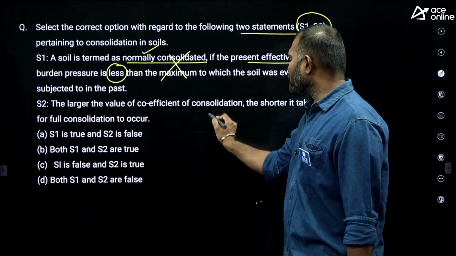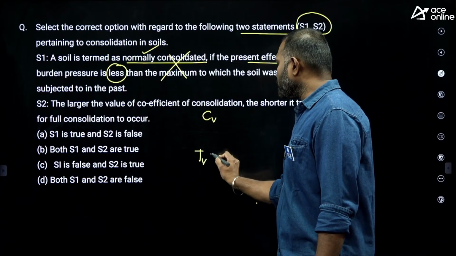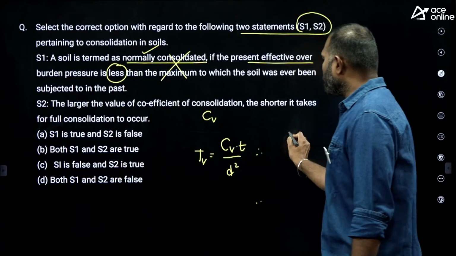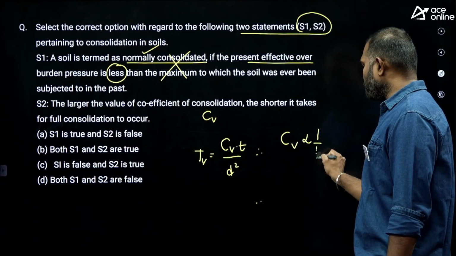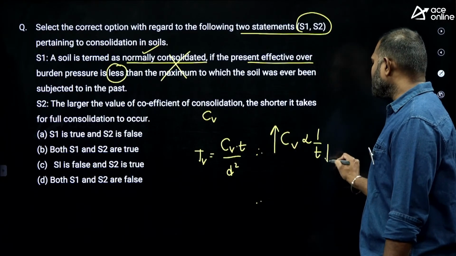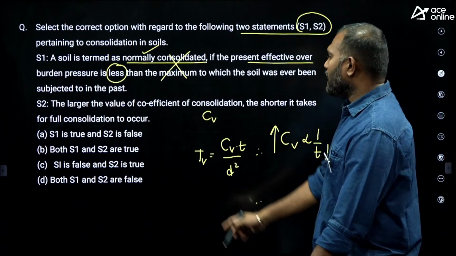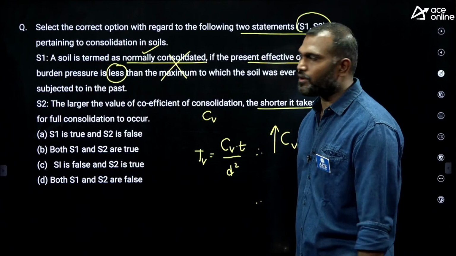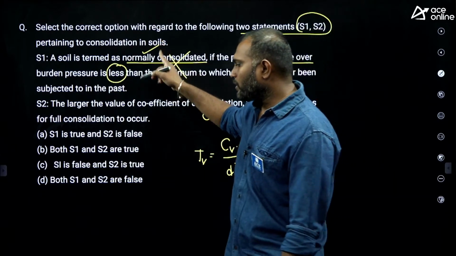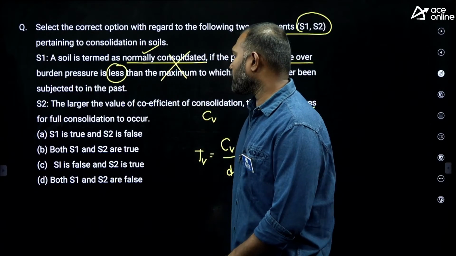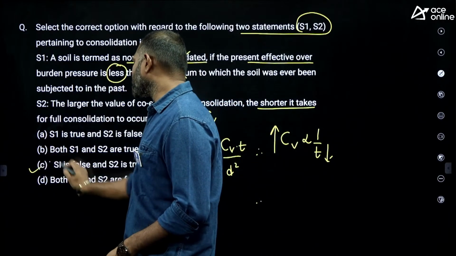How is it going to be related, sir? You know Tv is equal to Cv into t by d square. From here, Cv is inversely proportional to t. The larger the Cv value, the lesser the time. So the larger the value of the coefficient, the shorter it takes for full consolidation to occur. Statement 1 is incorrect and statement 2 is correct. S1 is false and S2 is true.